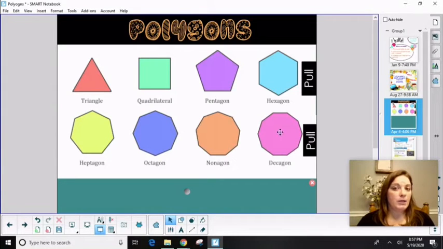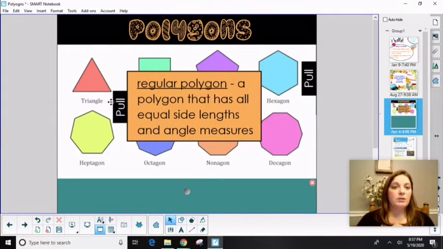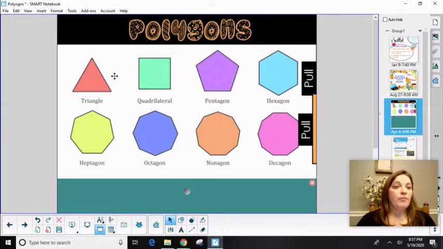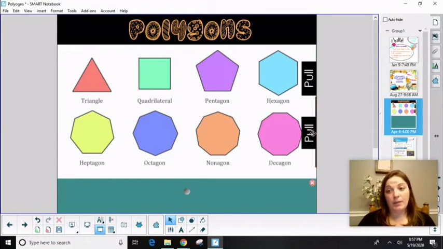Now there is a kind of a subgroup of polygons called regular polygons. And a polygon that's regular has all equal side lengths and angle measures. So to be a regular polygon, if I measured all 3 side lengths of this triangle, they'd be exactly the same. And that makes it regular. If I measured every side length of the decagon, they would all be exactly the same, so it's regular. Okay, and that goes for any polygon.